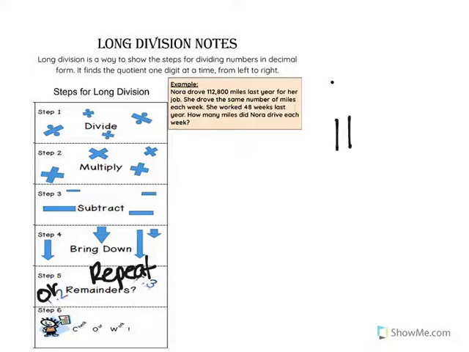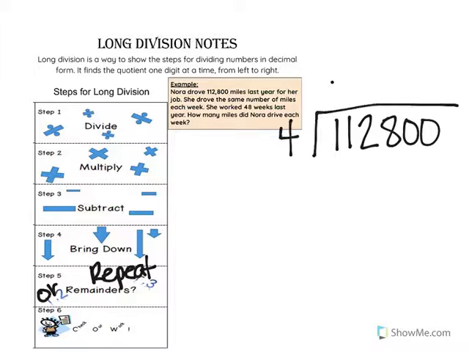So we have 112,800 because it says Nora drove 112,800 miles last year for her job. She drove the same number of miles each week. She worked 48 weeks last year. How many miles did Nora drive each week? So we're going to divide this by 48 because this is going to tell us how many miles she drove each week.